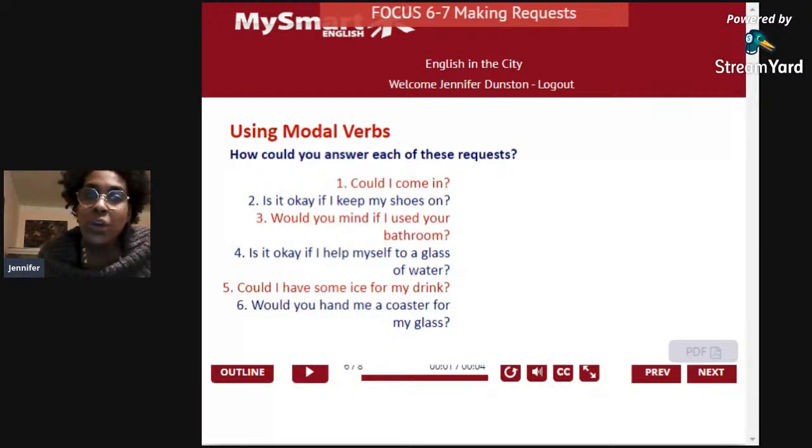Let's take number 2. Is it okay if I keep my shoes on? So someone comes to your house wearing their big, clunky mountain boots and they say, hi, is it okay if I keep my shoes on? Your house is so clean. My boots are so dirty. Can I keep them on and walk around your house? And you're like, well, I don't know about that. Your shoes are kind of dirty. How do you tell them no? You say, absolutely not.